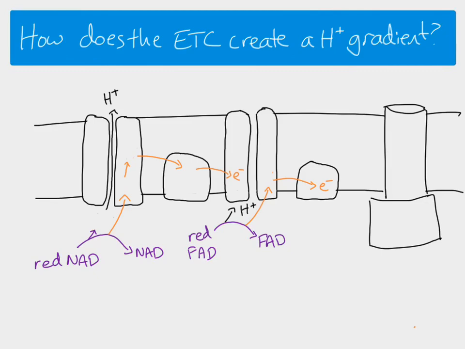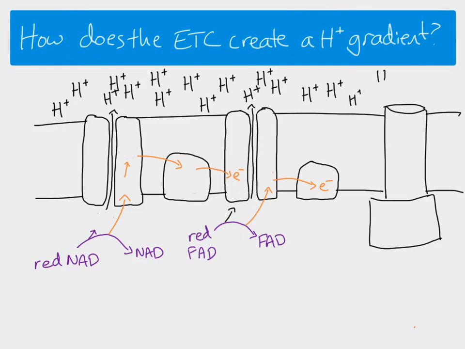And the energy that's lost when the electrons move from one energy level to the next is used to move hydrogen ions across the membrane. So therefore, we end up with a very high concentration of hydrogen ions in the intermembrane space, as a result of the movement of electrons along the electron transport chain.